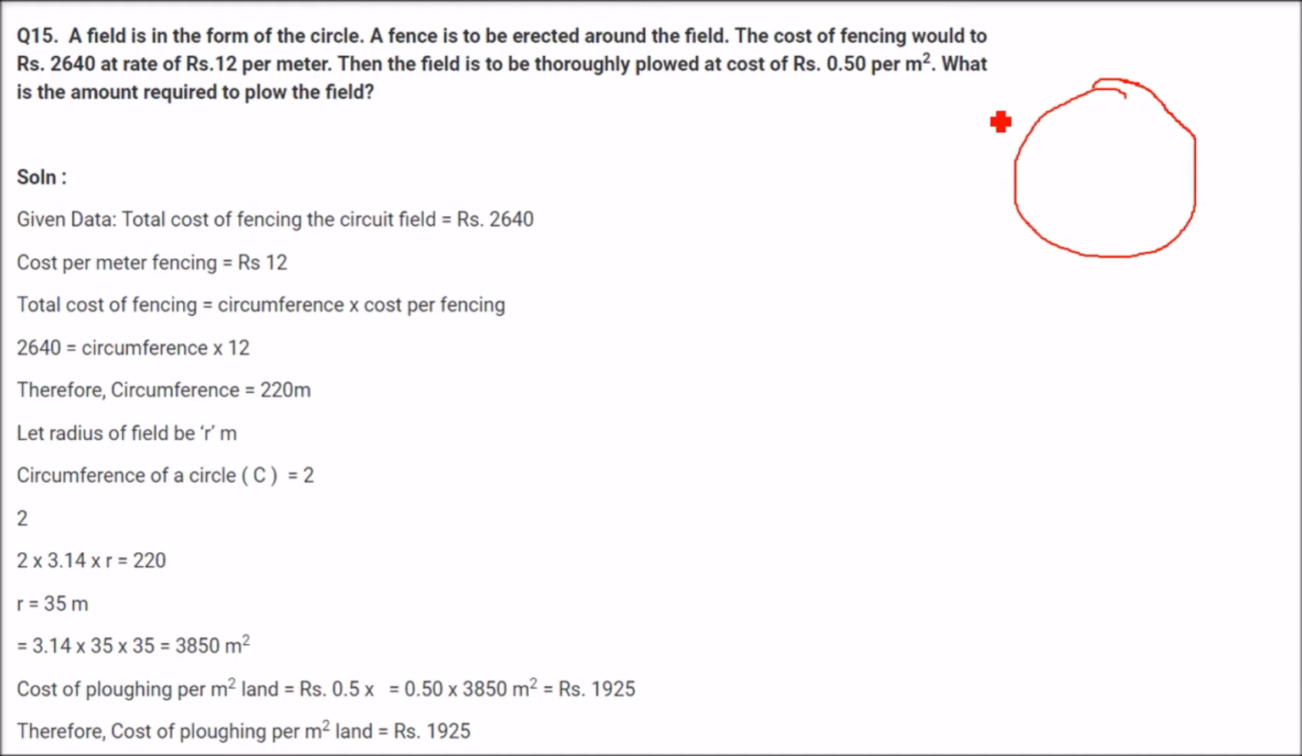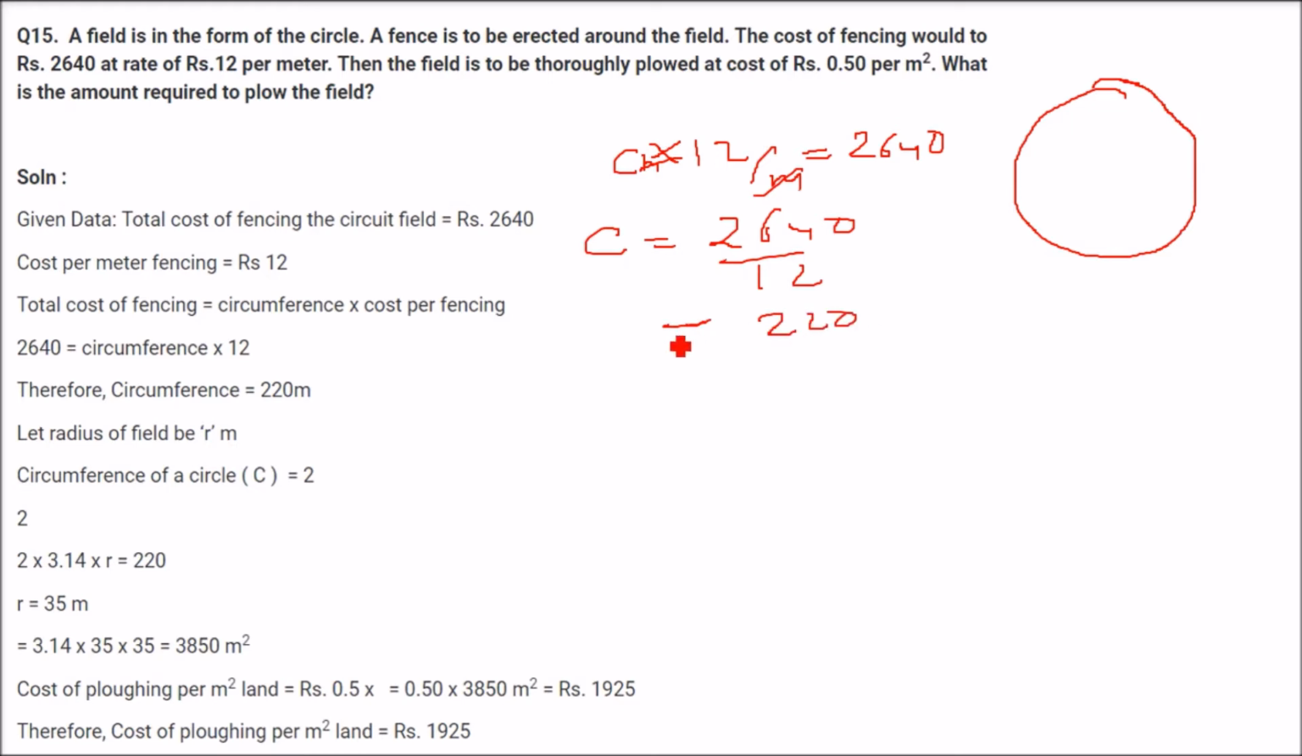So how many meters are there? Say the circumference is C. If you multiply it by 12, circumference is in meters and this is 12 per meter. So if you multiply them, the cost will be 2640. In order to find the circumference, you just have to divide 2640 by 12, and this is going to be 220. So the circumference of this circle is 220.